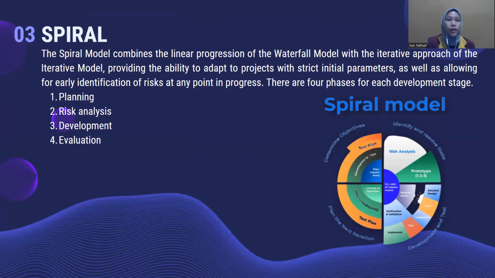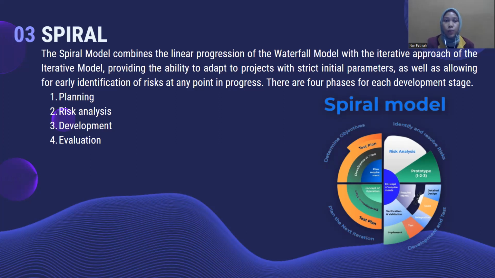So next, there is spiral model. The spiral model combines the linear progression of the waterfall model with the iterative approach of the iterative model, providing the ability to adapt the project with strict initial parameters, as well as allowing for early identification of risks at any point in progress. In spiral model, there are only 4 phases, unlike in the waterfall model and iterative model, that are planning, risk analysis, development, and evaluation.